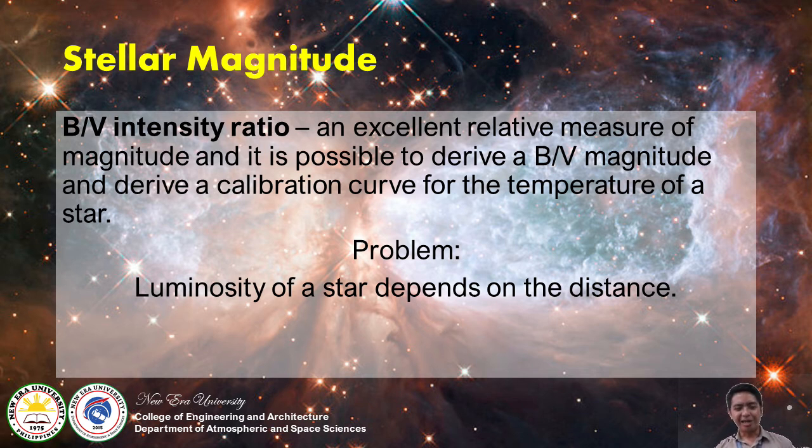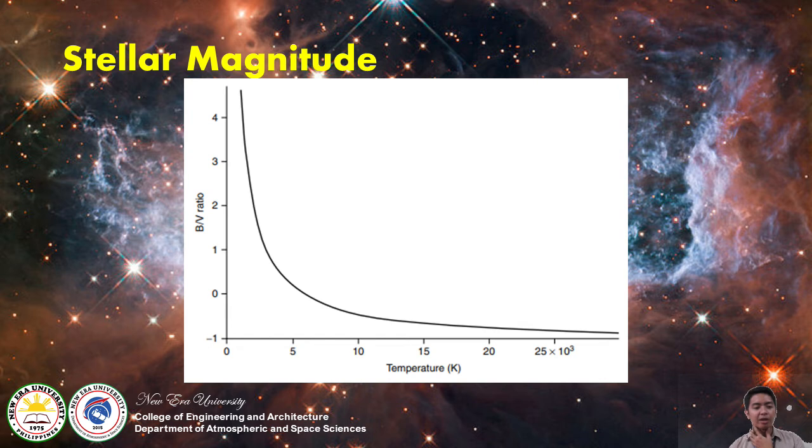But there is only a problem. The only problem here is that the luminosity of a star depends on how far the star is, because, as we said, it is affected by the inverse square law. As we can see in this figure, as the B over V ratio goes higher, the temperature goes lower. That is the explanation of that graph. Now, we said that the luminosity depends on the distance. How are we going to determine the distance?